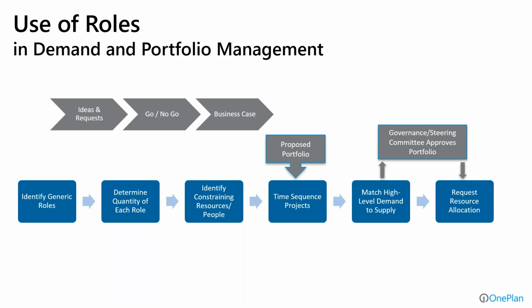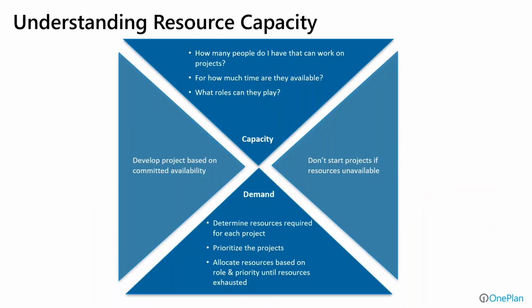Do we have the resources to do the things we're considering doing? And then match the high level demand to supply, and then have our governance process, whether it's a steering committee or a portfolio group, decide what it is that we're going to actually do. And then we can request those specific resource allocations. So resource management and portfolio management do dovetail in these processes.